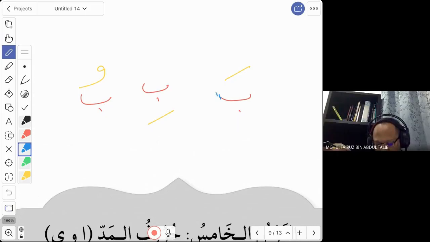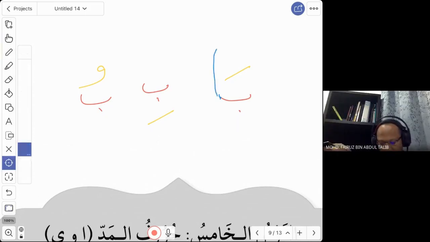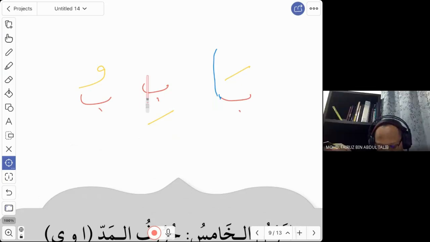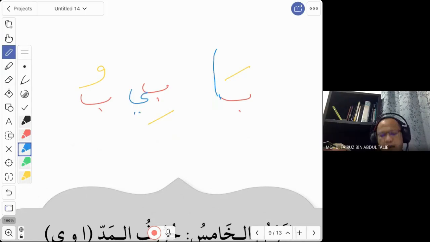Yes, thank you, Aisha. If it is with a fathah, then to make it a long vowel you need to add alif, correct. So this becomes baa. Okay, good. What about the next one? You want to make it bee. So what is the letter? This time we don't use alif anymore. Yes, correct, you need to have a ya. So now you can read bee with a long sound.